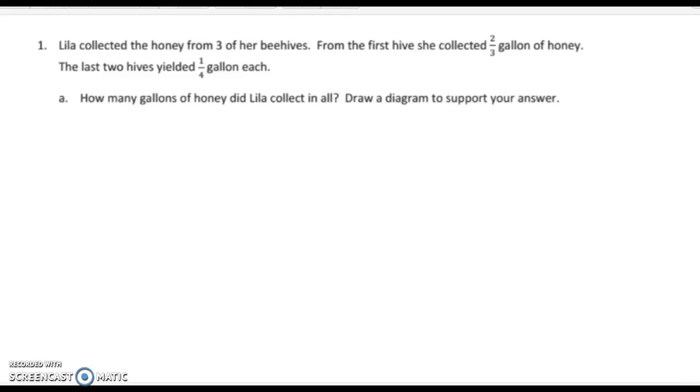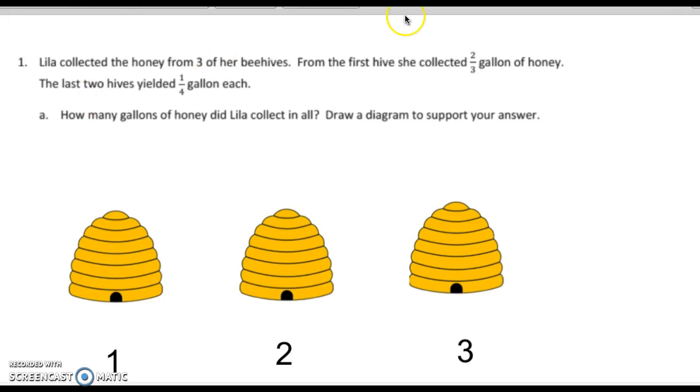Well, the first mistake that a lot of people made is not paying attention to the fact that Lila collected honey from 3 of her beehives. 1 beehive, 2 beehive, 3 beehive. It says from the first hive she collected 2/3 gallons. So this hive had 2/3 of a gallon. The last 2 hives, here's one, here's the second, yielded a 1/4 gallon each. So this hive had a 1/4 and this hive had a 1/4.